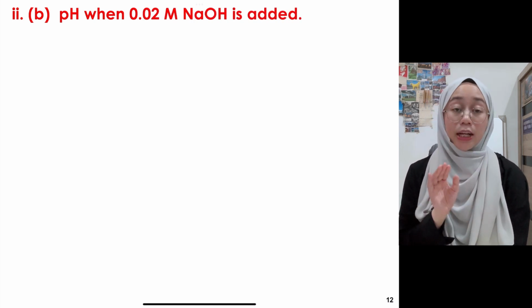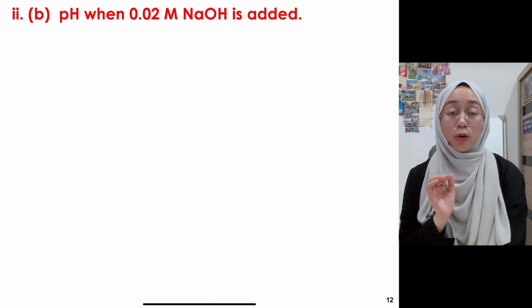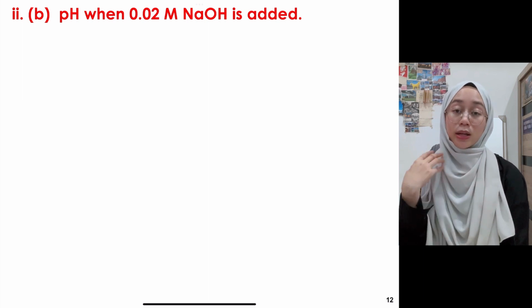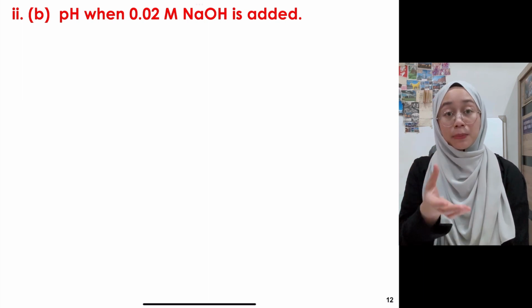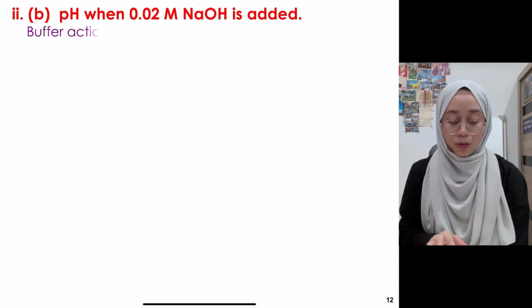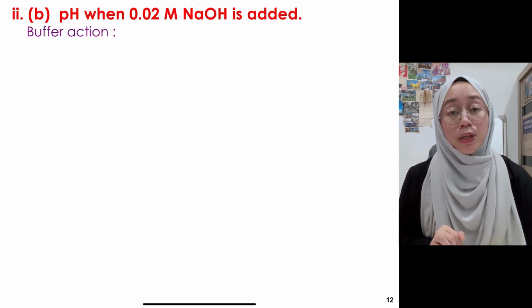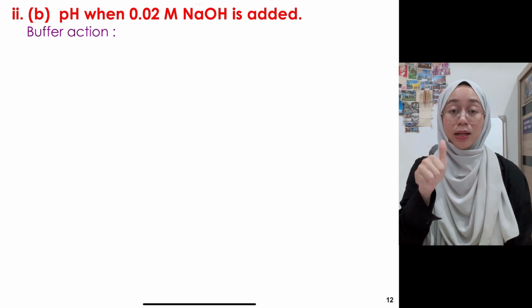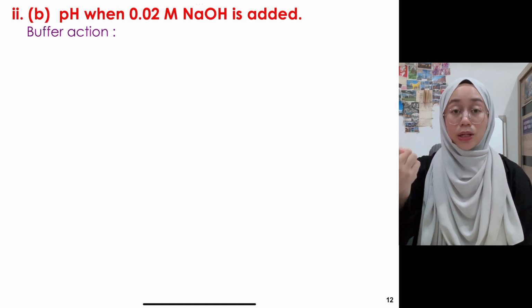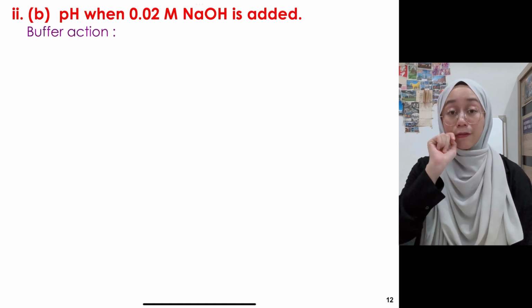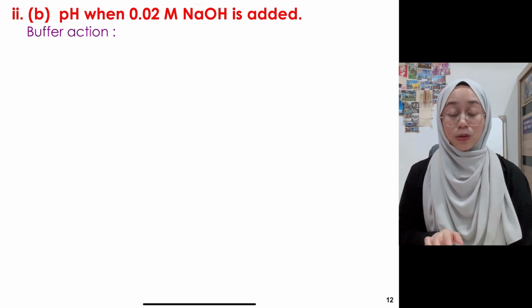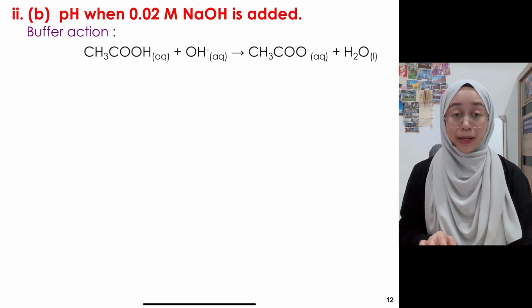Okay, so next part, kalau kita tambah small amount, so kita nak kira pH when 0.02 molar of NaOH is added. So NaOH meaning kita produce OH minus kat situ kan, tak ada OH minus kat situ. So OH minus bermaksud dia nak react dengan siapa? Dia nak react dengan weak acid kah? Dia nak react dengan conjugate base? So since OH minus is a base, therefore dia akan react with weak acid. So kena tulis lah. So CH3COOH react dengan OH minus akan dapat apa?